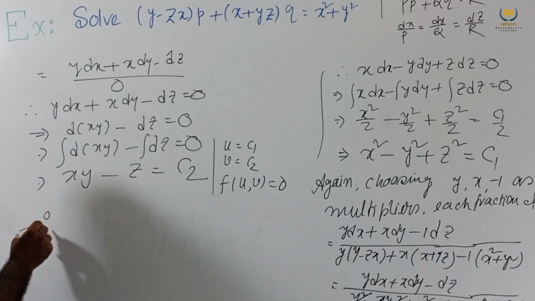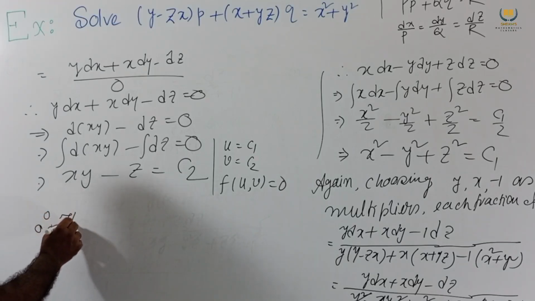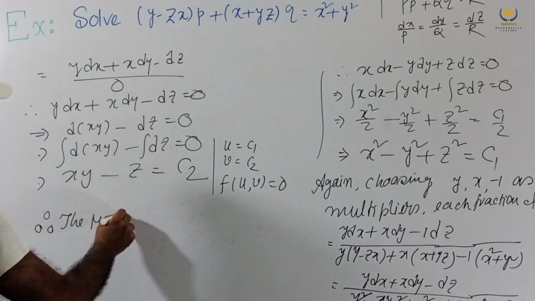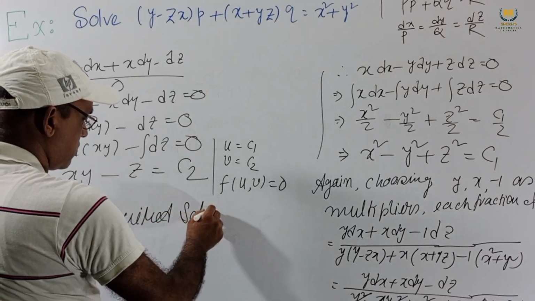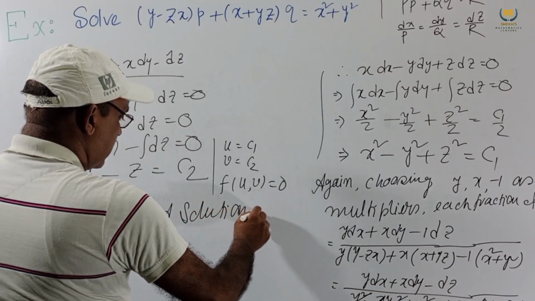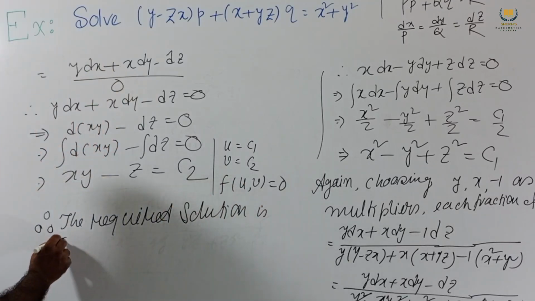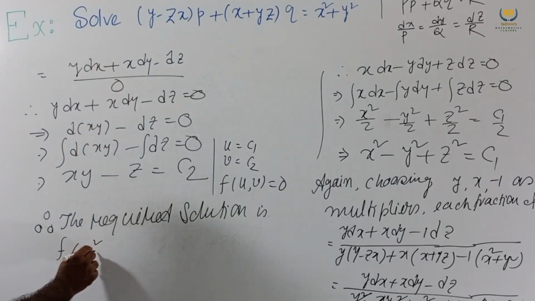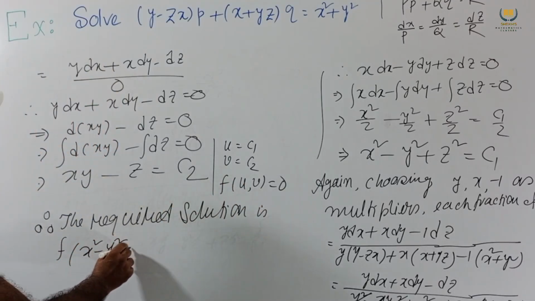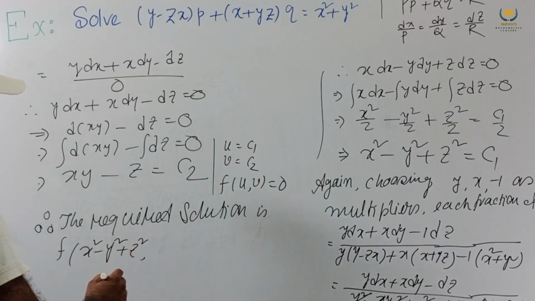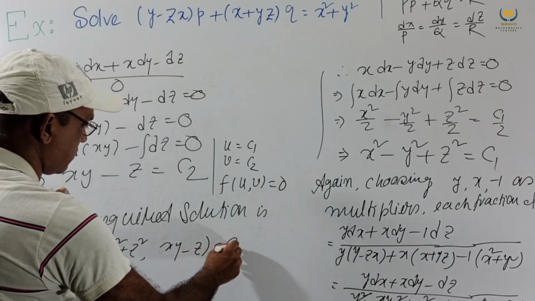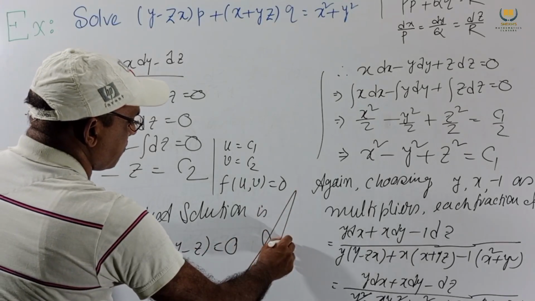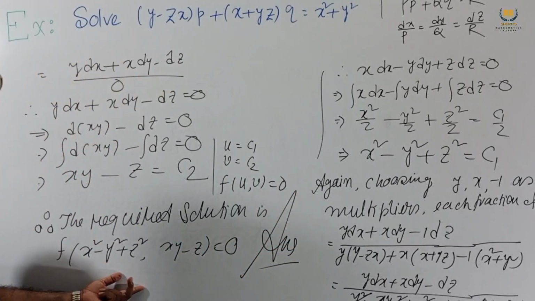Therefore, the required solution is f of x square minus y square plus z square comma xy minus z equal to 0, and this is our final answer. Very easy solution, very interesting.